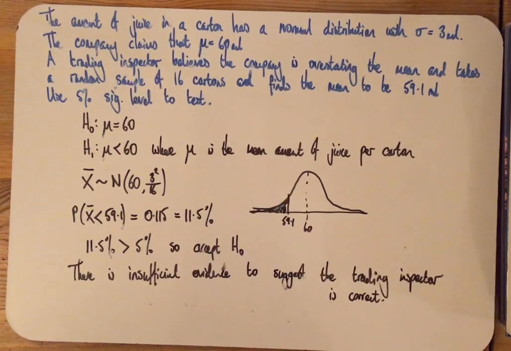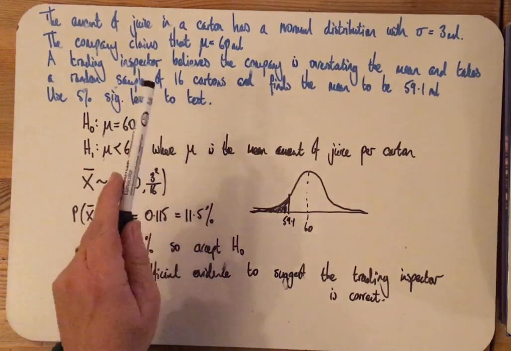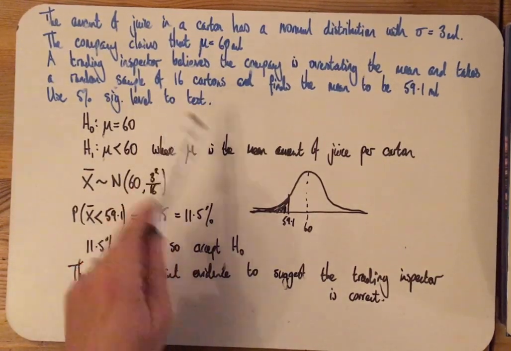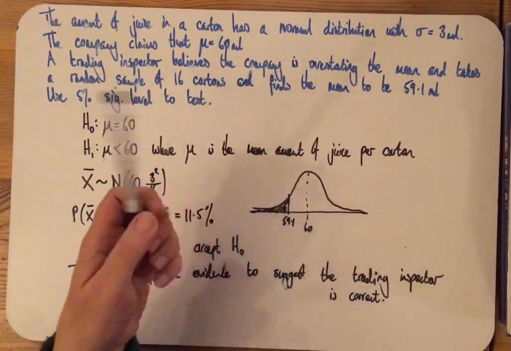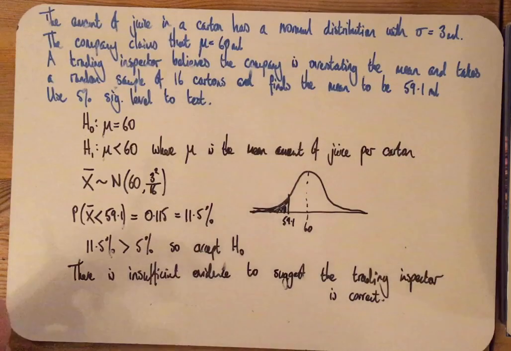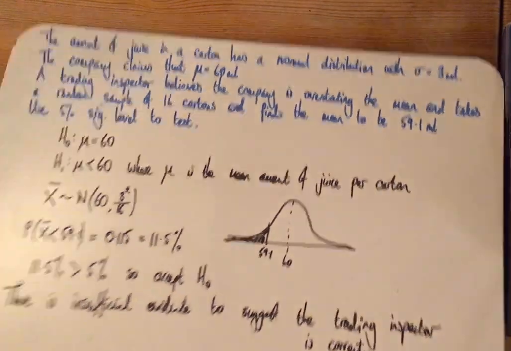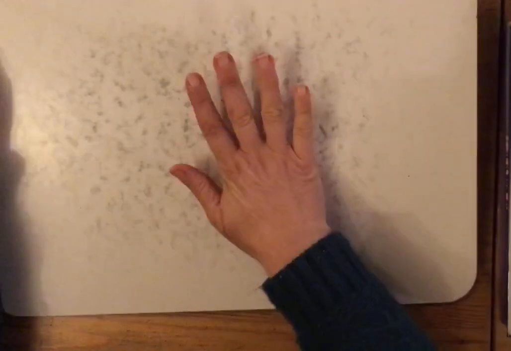The only other thing I wanted to say was two-tailed test. So if it read instead, the trading inspector wants to discover whether this is correct or not. So you're not saying, is it an overstatement, is it an understatement? Then you would be in a two-tailed test. So keep an eye for that. I'm going to put one on your questions. That board's really grubby on the back.